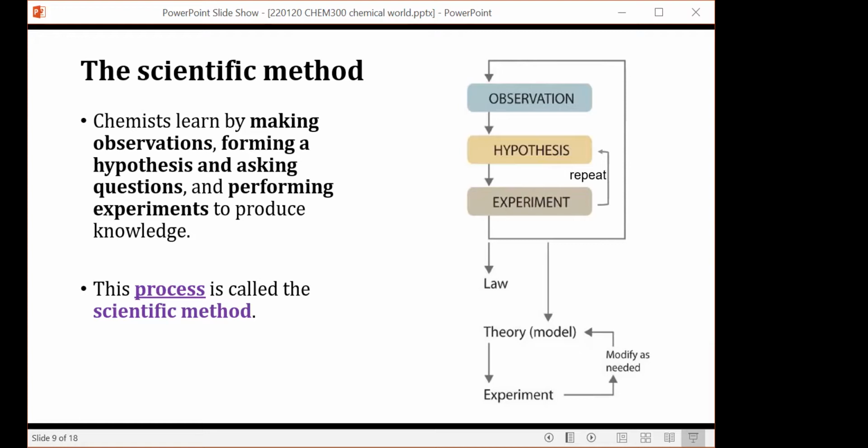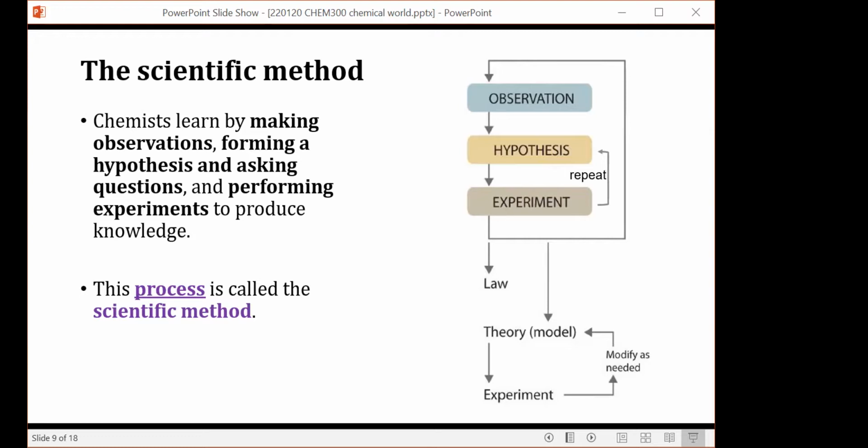So we're next going to talk about the scientific method. This is how we do chemistry and how we do science. Chemists learn and make discoveries by making observations, forming a hypothesis, asking questions, and then performing experiments to produce new knowledge. This process is called the scientific method.